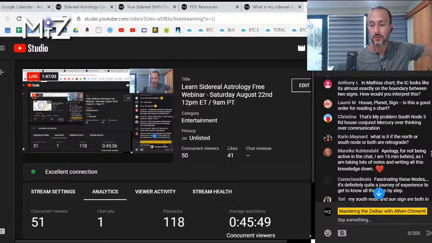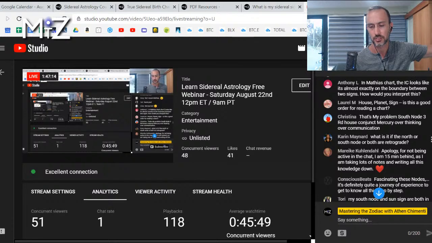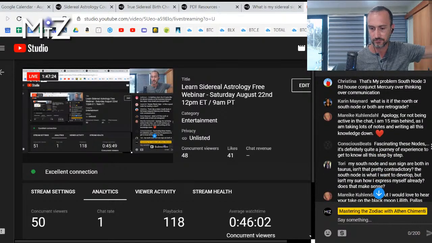Karen, what is it if the North or South Node or both are retrograde? That's their normal movement. They move retrograde in the chart normally. There's no real interpretation there. Some have interpreted the difference between those two, retrograde or direct, but I haven't noticed any significant difference.